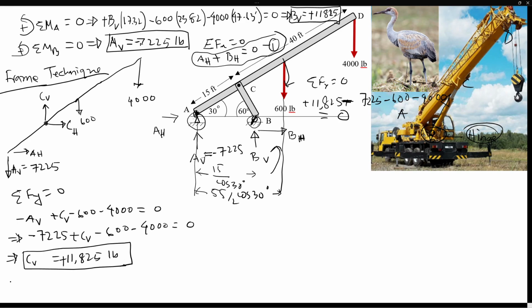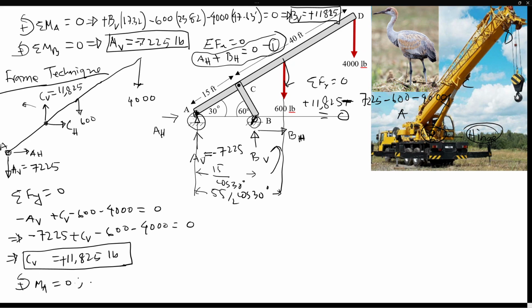Now what we can do, we can apply moment at A and set that to 0. That will give us the value. So it will cancel everything at A. We'll have CH and CV, which we have already calculated, 11,825 pounds. So the only unknown will be CH. That 11,825 pounds will cause a counterclockwise moment if you take it with respect to A.